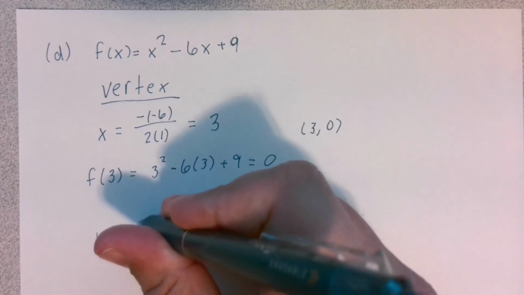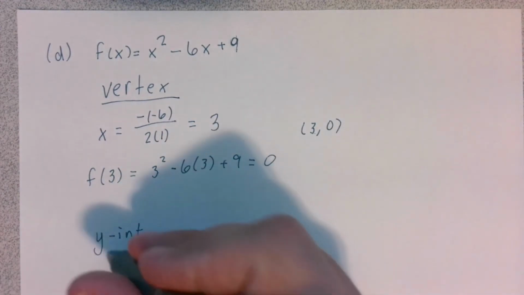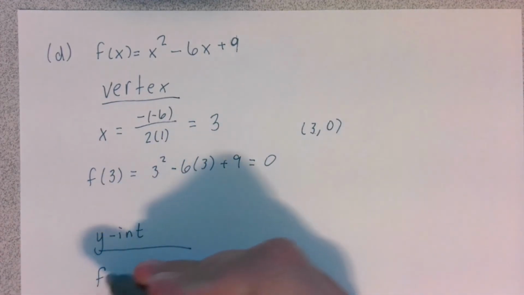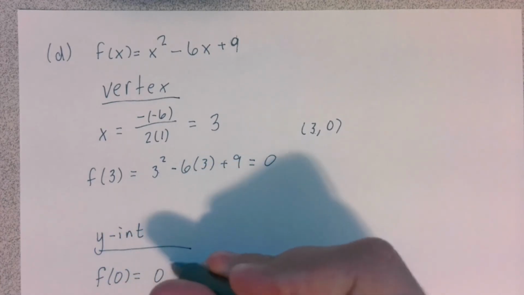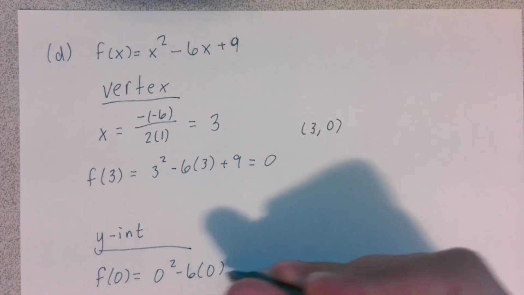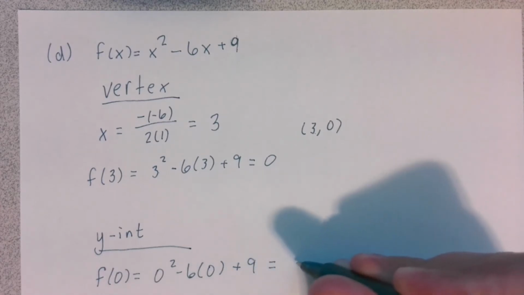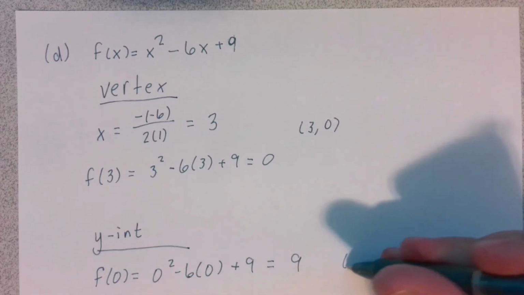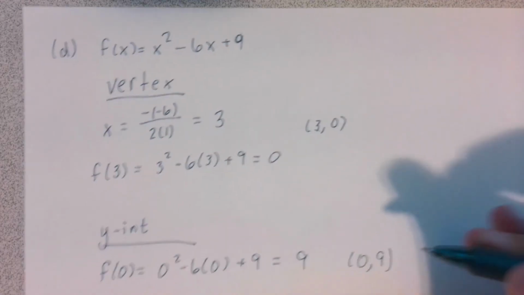But we still need to find the y-intercept. That's where you plug 0 in for x, so that would be f of 0, which is 0 squared minus 6 times 0 plus 9, which is 9. So we get 0, 9 for the y-intercept.